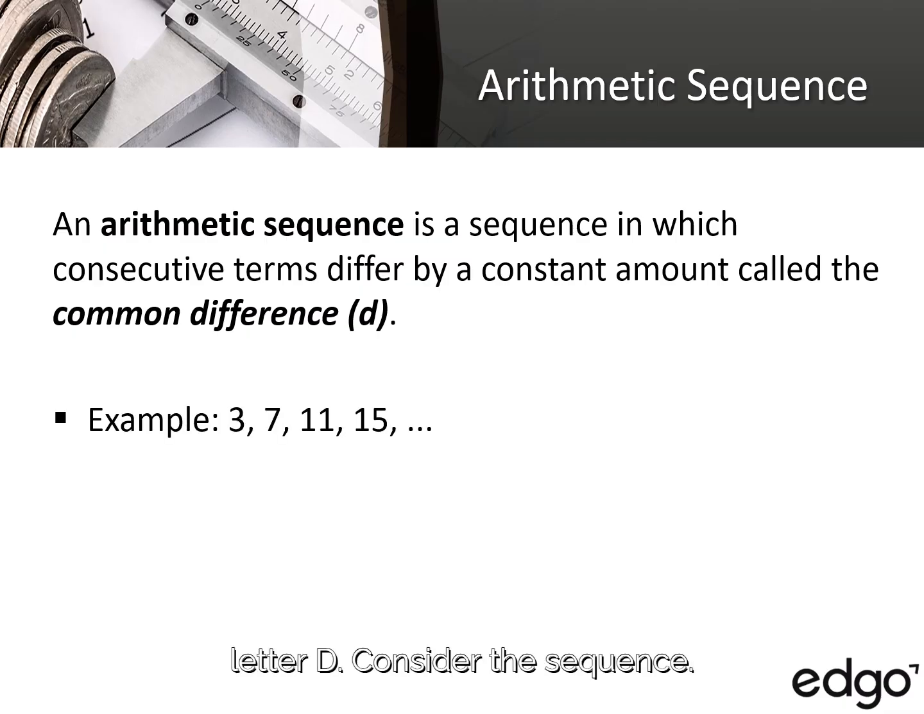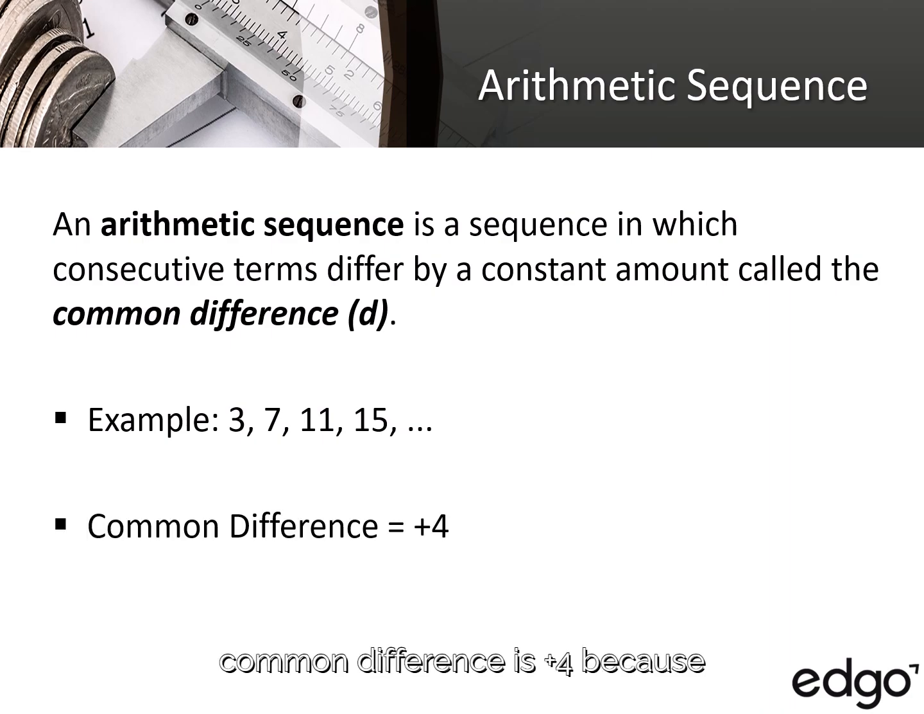Consider the sequence 3, 7, 11, 15, and so on. Let us examine the difference between consecutive terms. 7 minus 3 is 4. 11 minus 7 is also 4. 15 minus 11 is again 4. Therefore, the common difference is positive 4. Because the difference between consecutive terms is constant, this is an arithmetic sequence.